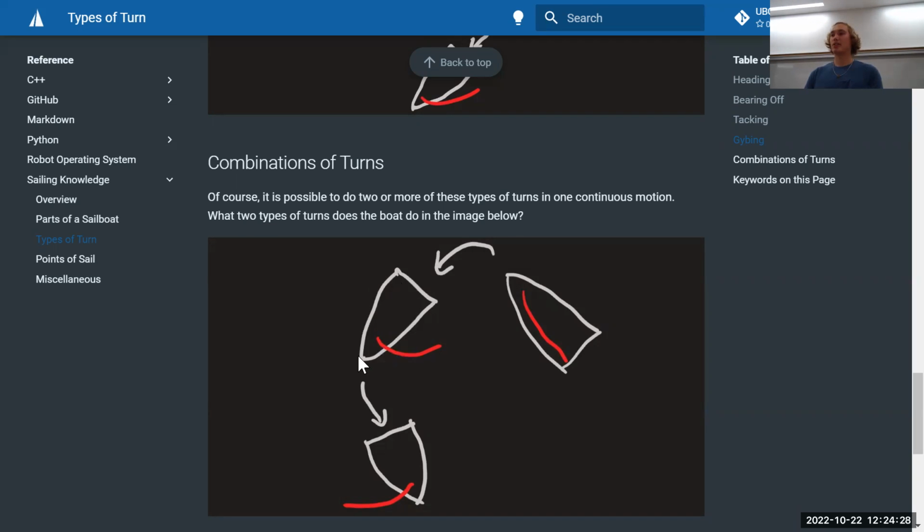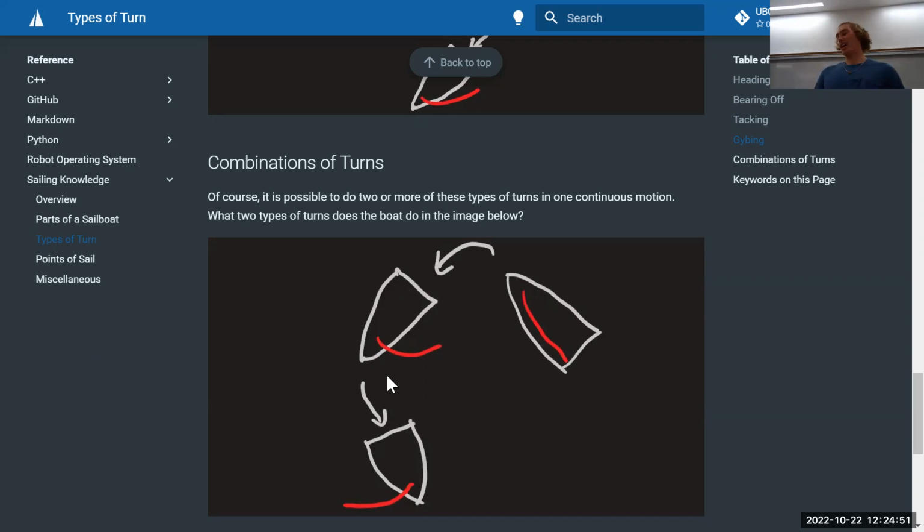And then the second turn, we see the sail switches from the port to the starboard side of the boat. So that means it must be either a tack or a jibe, but because the back of the boat is pointing closest to where the wind's coming from, this means this second turn was a jibe. Does that kind of make sense? Sort of? Cool. It's just based on which side of the boat it's going up on.